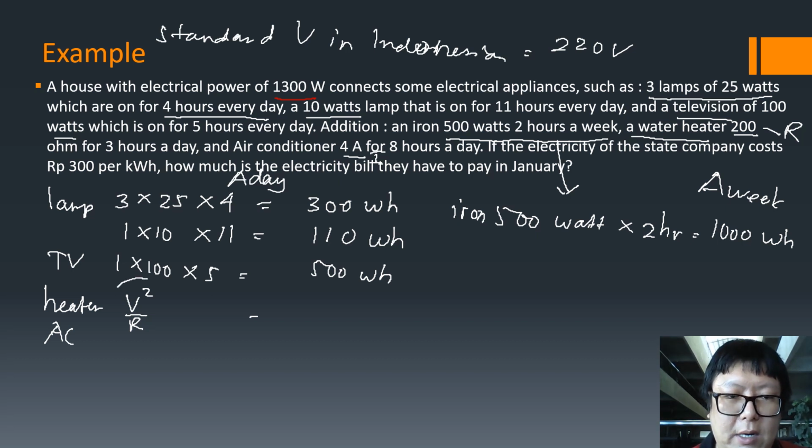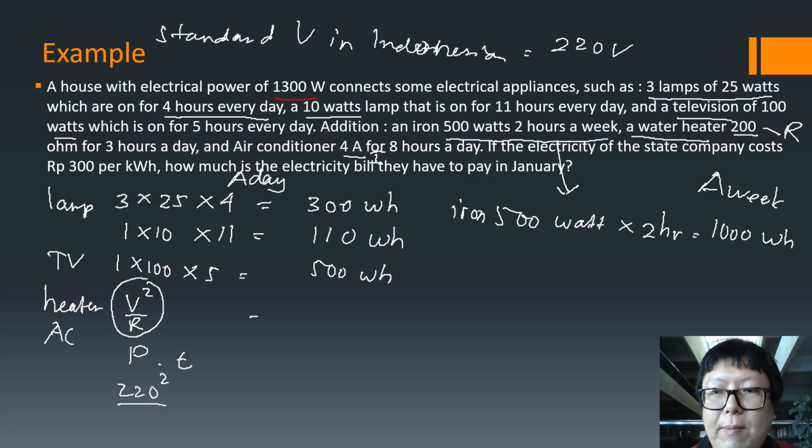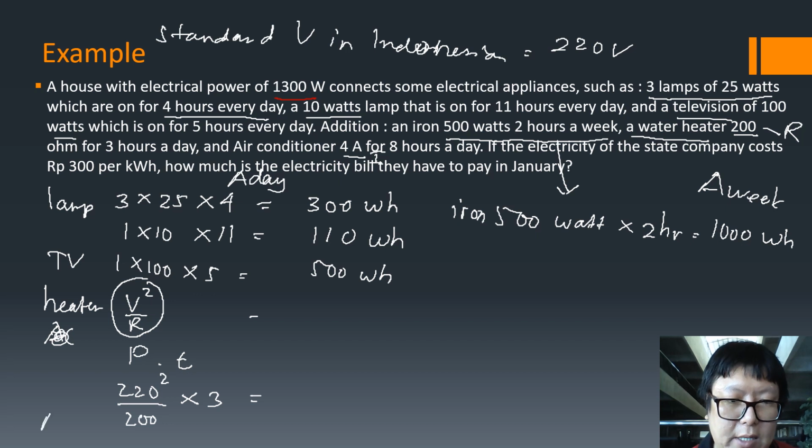This one is the P, times T. So 220 squared divided by the R, the water heater is 200, times 3 hours. Then we get the usage for a day. Okay, yeah?